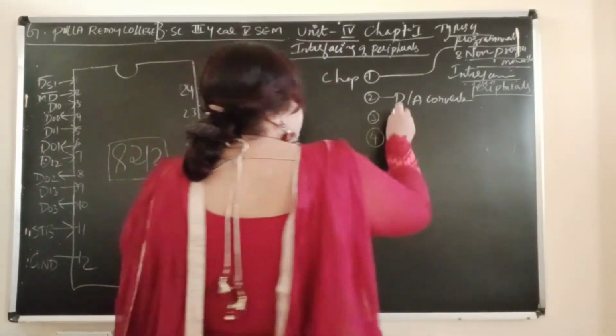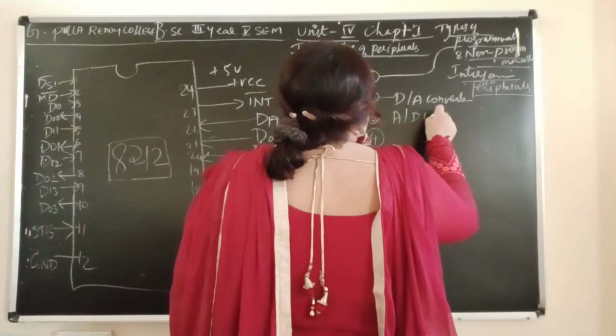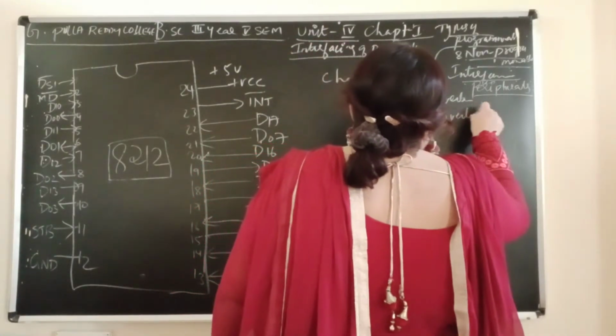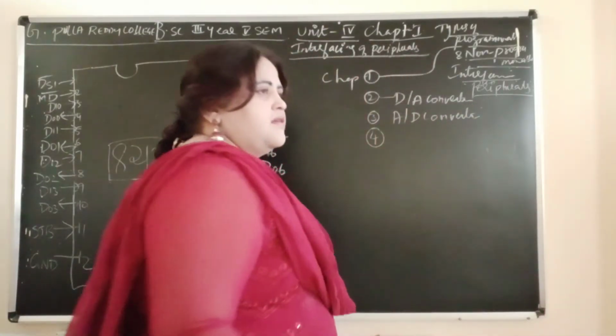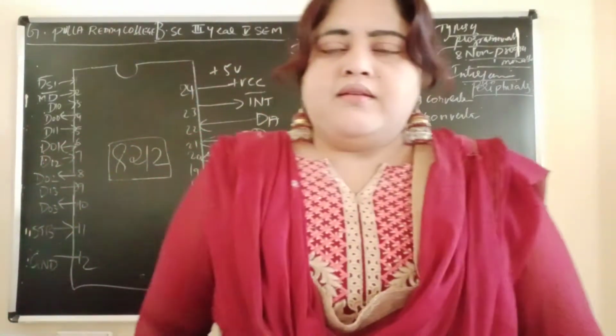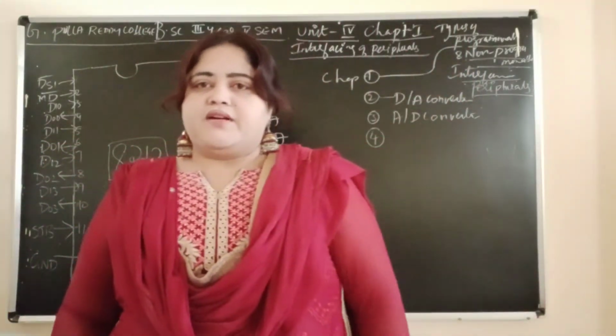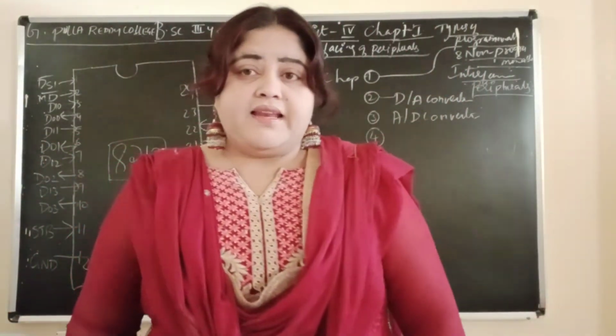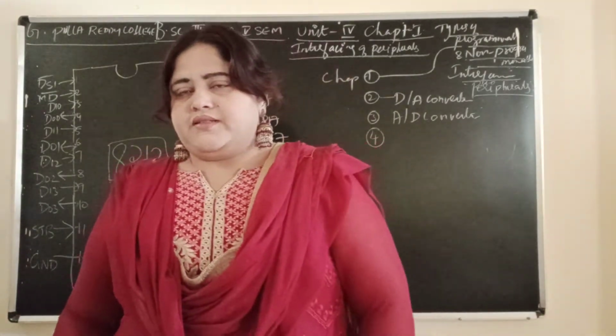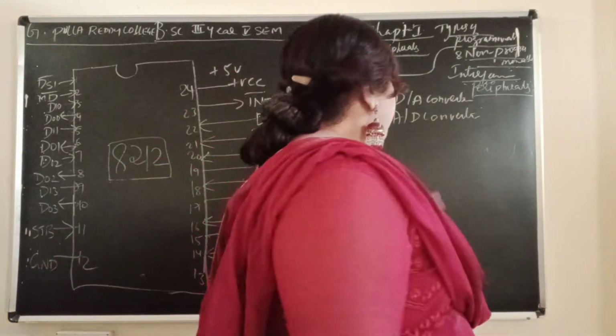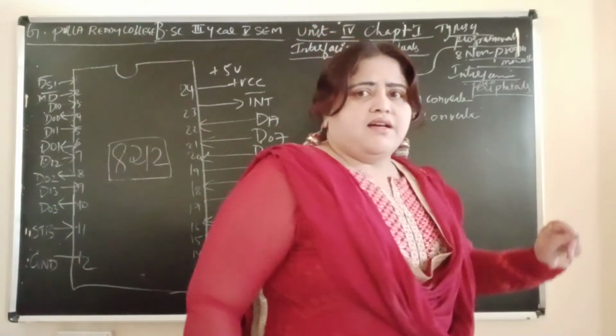The third chapter is A to D converters. A to D means analog to digital converters. The third chapter is analog to digital converters.